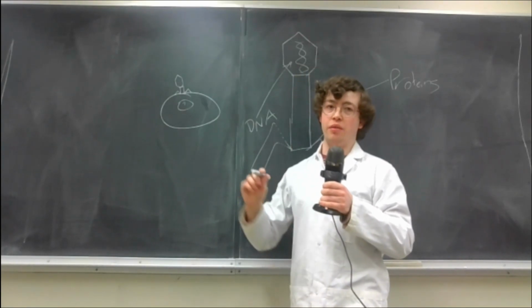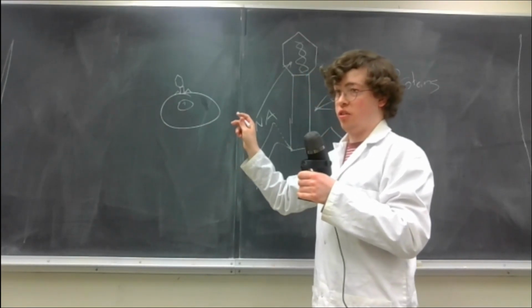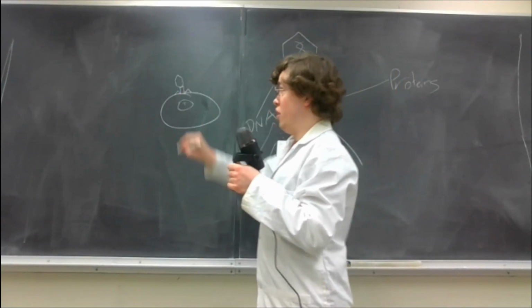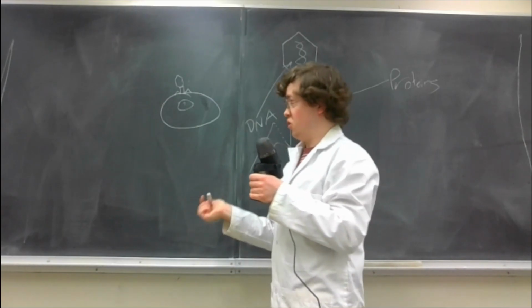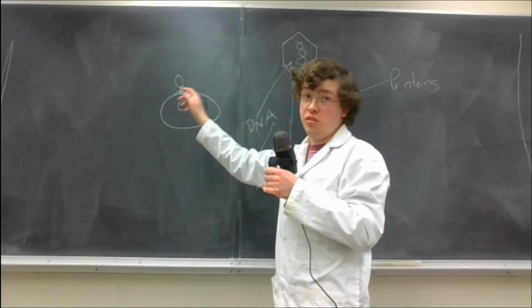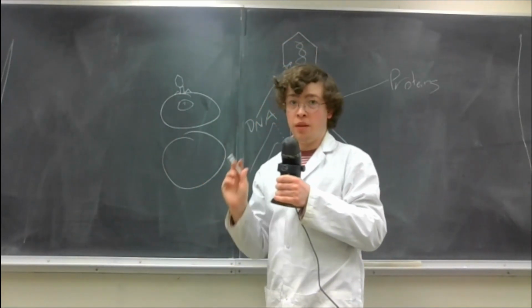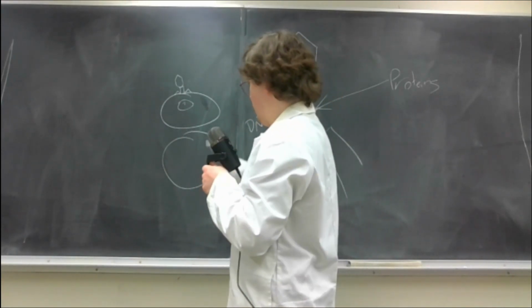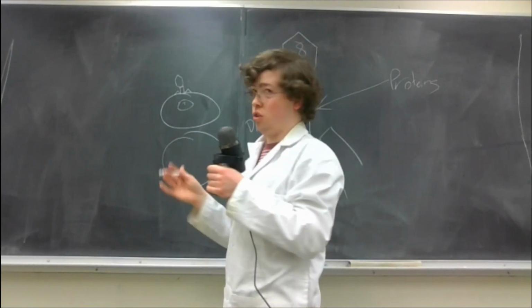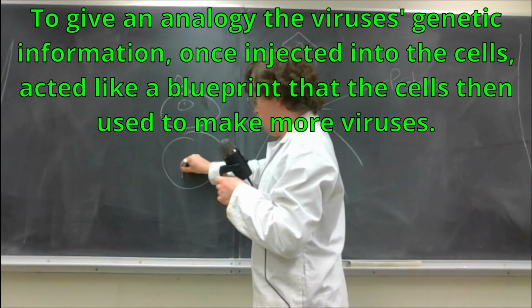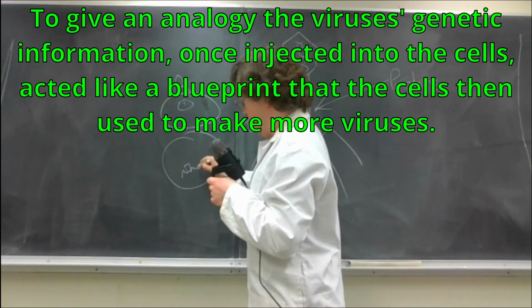All we knew is that this substance that was injected into the bacteria carried the hereditary information of the bacteriophage. And we knew this because once this substance was injected into the bacteria, it would effectively become a factory for producing these viruses. It would take this hereditary information from the bacteriophage and basically produce a bunch of viruses.